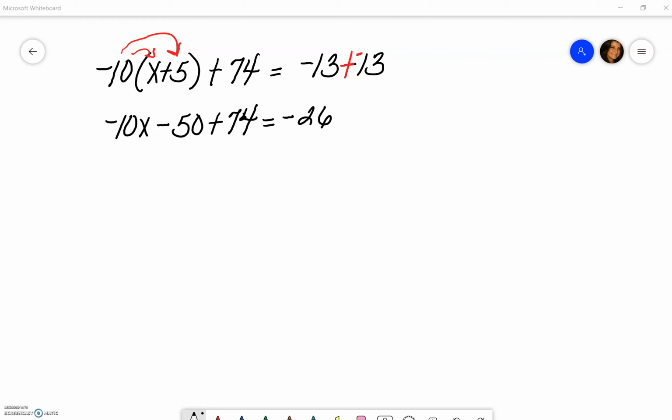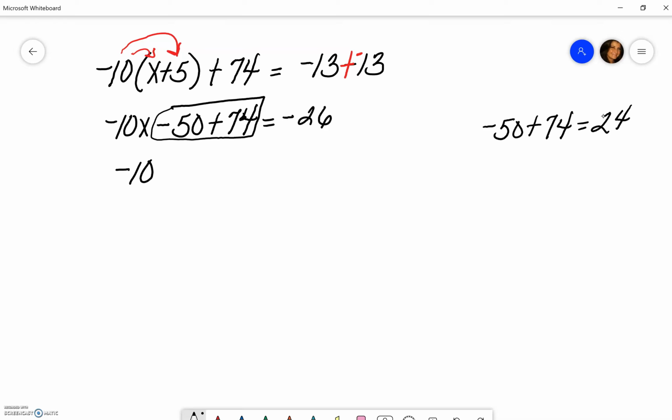Now over here on this side, we're going to go ahead and combine those. So that's a negative 50 plus 74. Opposite sign, subtract, take the sign of the larger number. I know the answer is 24. So I'm going to write that over here. Negative 10x plus 24 equals, and a negative 26 on the opposite side. I didn't do anything with it.